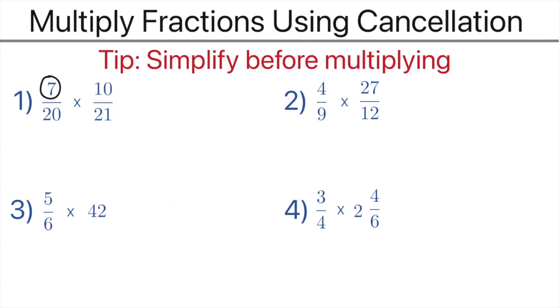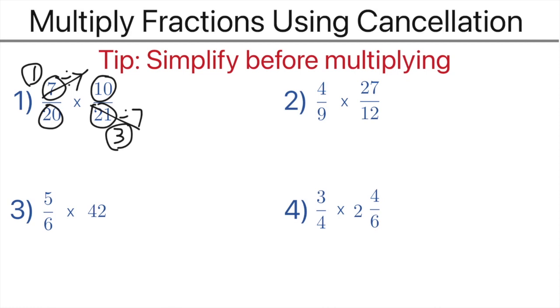So we can see 7 and 20 cannot both divide into anything, but 7 and 21 can both divide into 7. And so 7 divided by 7 is 1, and 21 divided by 7 is 3. Now what about 10 and 20? Both are divisible by 10. So 10 divided by 10 is 1, and 20 divided by 10 is 2.